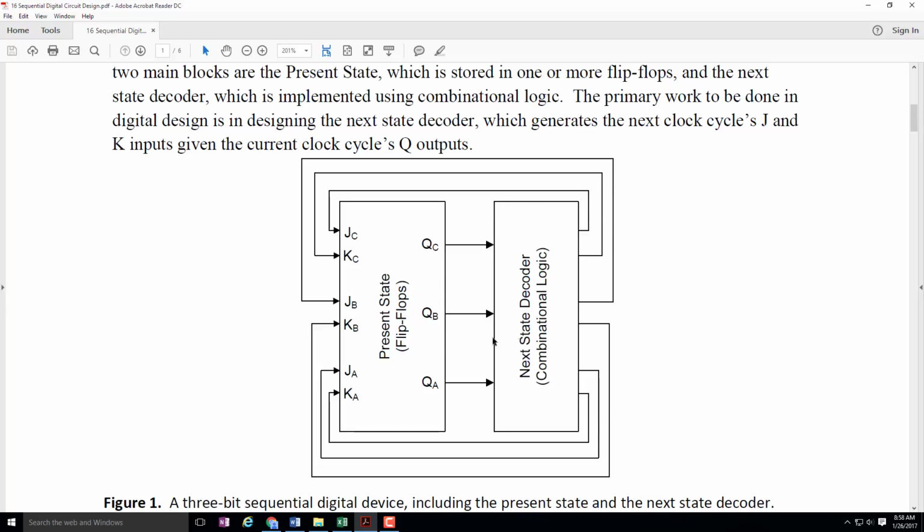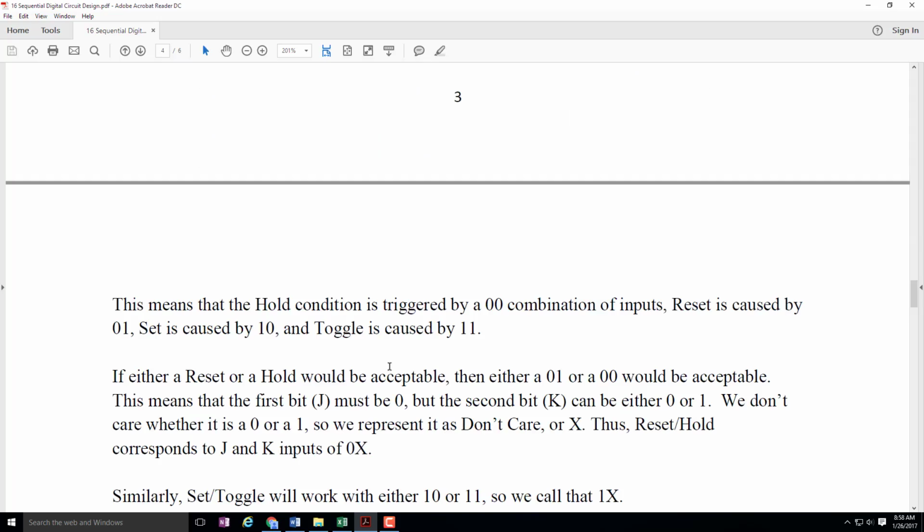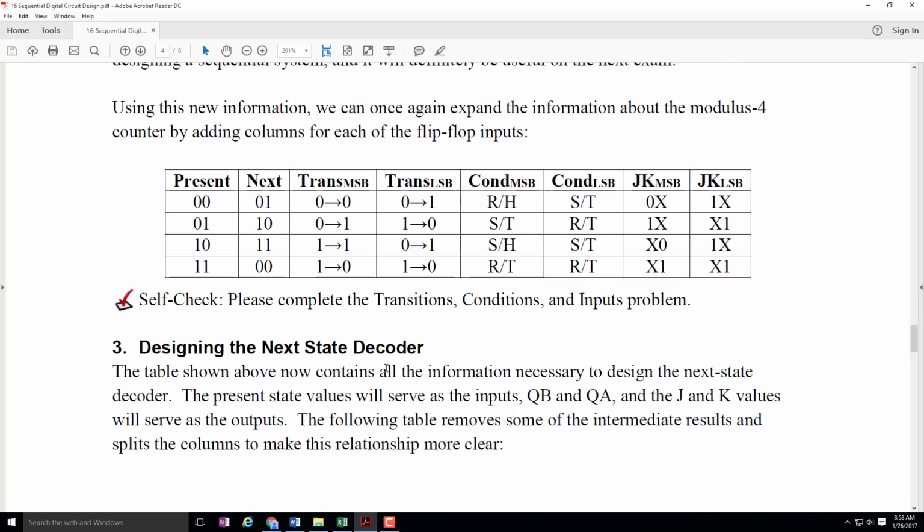The next state decoder, its job is to generate the J's and the K's that go back into the present state, so that the next time it receives an active clock pulse, it will generate the next state. So we're trying to design the next state decoder, the combinational logic that accepts the Q's as the inputs and generates the J's and the K's as the outputs. But what we've got now is a table that shows the present state, these are the Q's, and the J's and the K's for each bit.